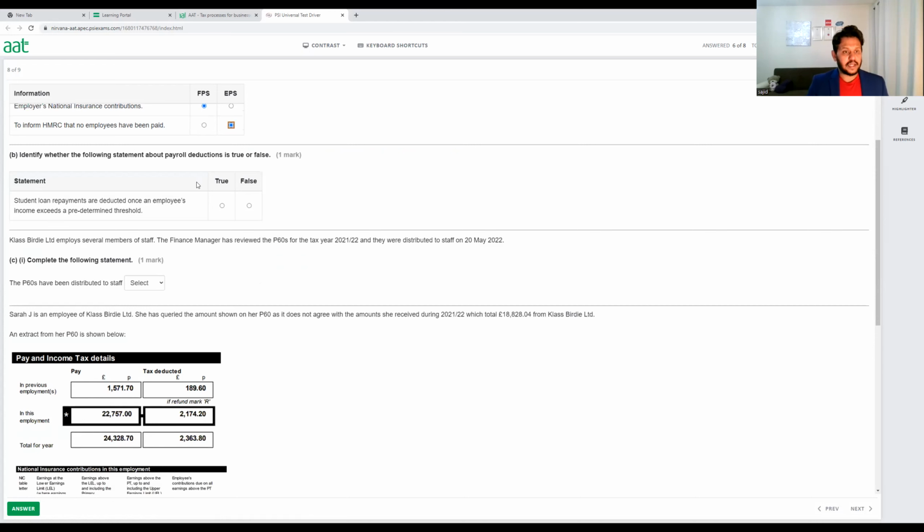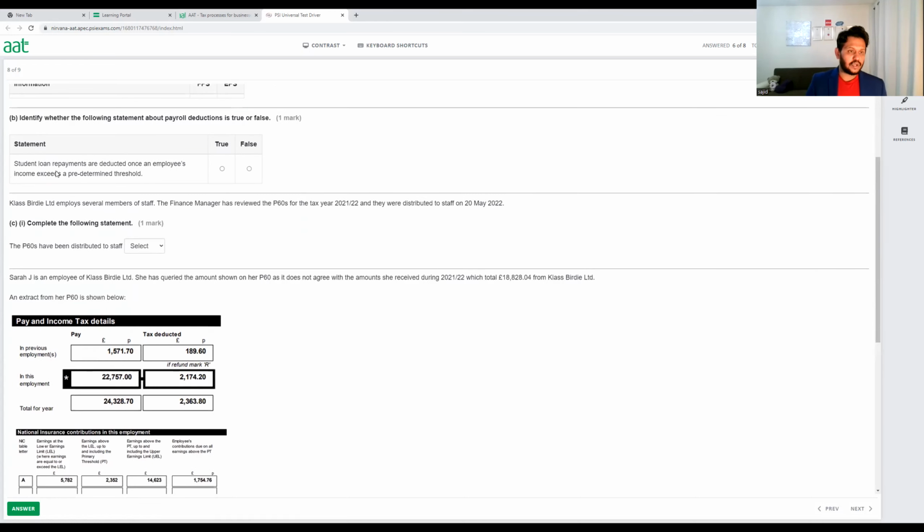Identify whether the following statement about payroll deduction is true or false. Student loan repayments are deducted once an employee's income exceeds a predetermined threshold. That's true. So it's not like if you only earn £15,000 a year, you have to pay the student loan deduction to HMRC. No, there is a limit.